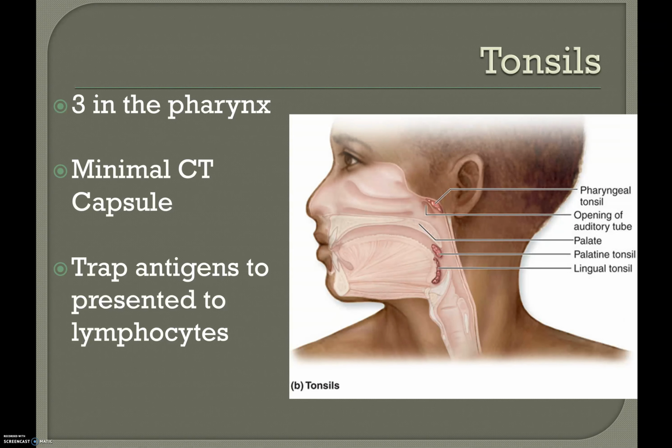Tonsils. Moving on to tonsils, we have 3 in the pharynx, and tonsils are also lymphatic structures. They are not lymphatic organs, meaning they are not completely covered by a connective tissue capsule. We have a pharyngeal tonsil, as you see in the picture. Below the soft palate, you have a palatine tonsil, and posterior to the tongue, you have a lingual tonsil. They trap antigens that are presented to them by the lymphocytes, and they try to fight those antigens.